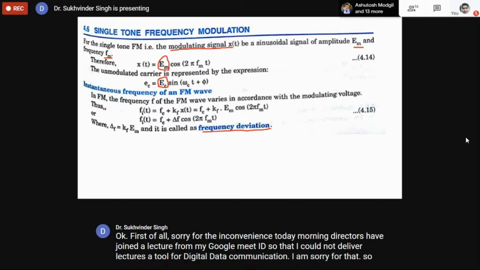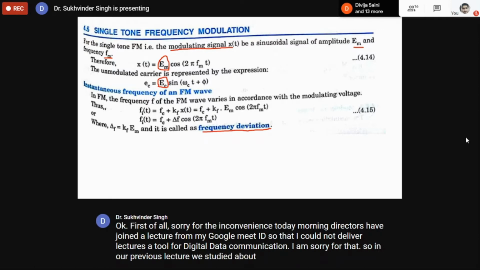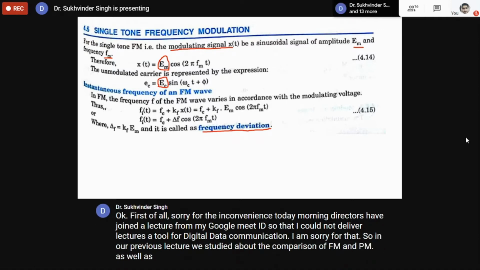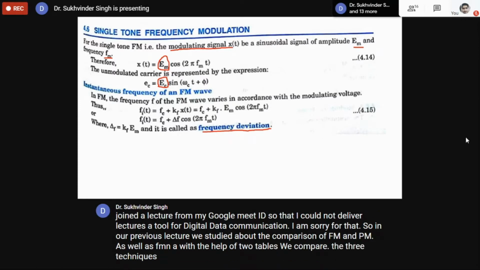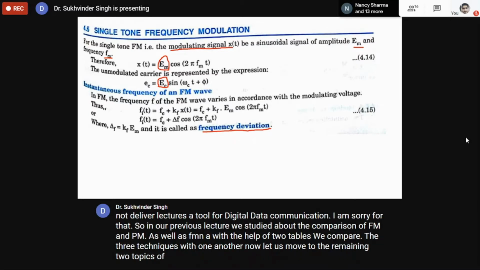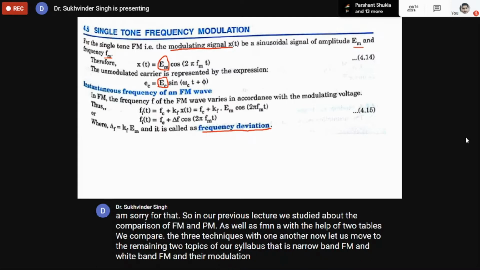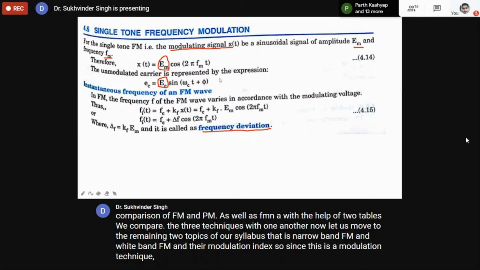So in our previous lecture, we studied the comparison of FM and PM as well as FM and AM. With the help of two tables, we compared these three techniques with one another. Now let us move to the remaining two topics of our syllabus, that is Narrowband FM and Wideband FM and their modulation index.